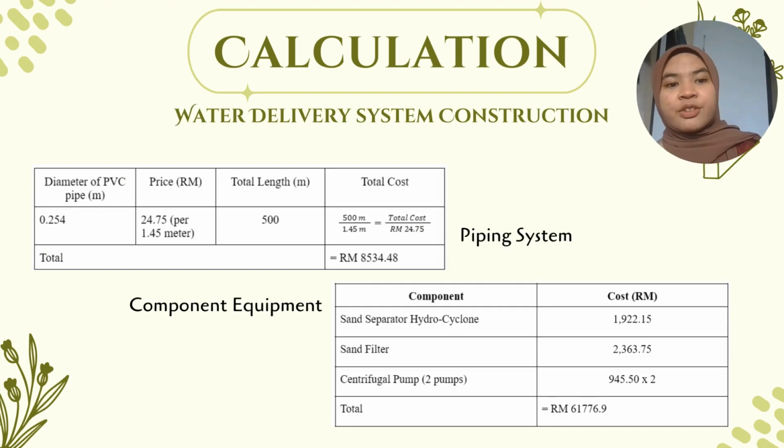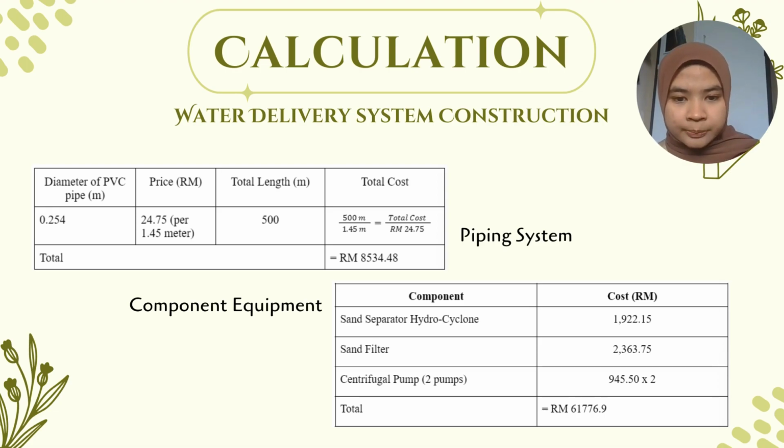For the calculation of water delivery system construction, we calculate the piping system and the component equipment. For the piping system, our diameter of the PVC pipe is 0.254 meter. The price of the PVC pipe per 1.45 meter is 24 ringgit and 75 cent. For the total length of pipe in our project, which is 500 meter, the total cost is 8,534 ringgit 48 cent.